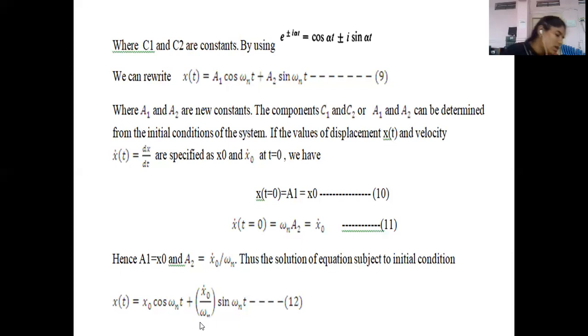Below that, write down: this is the solution of the equation for the undamped free vibration system. In this way, our first derivation, which is based on the undamped free vibration system, is completed.